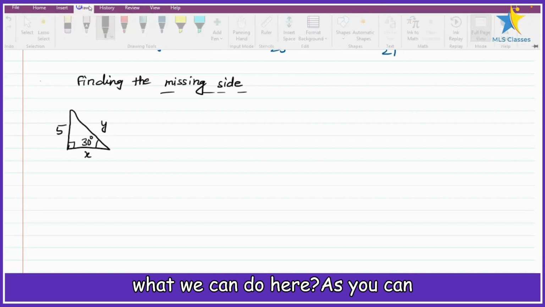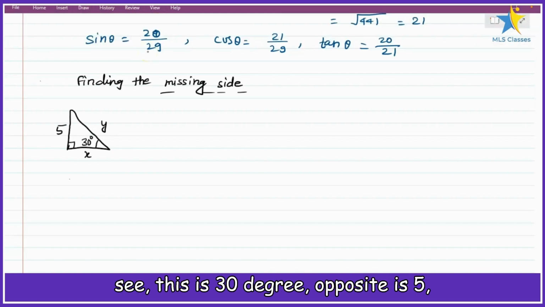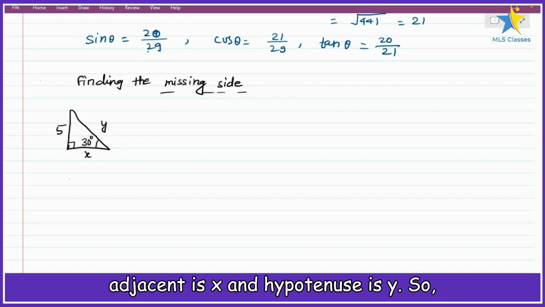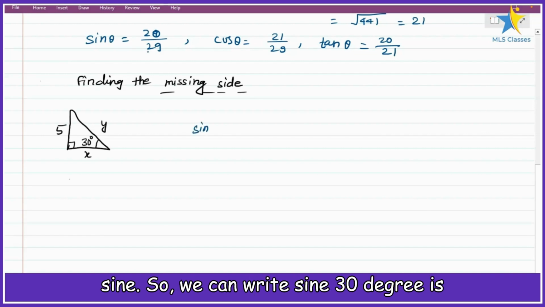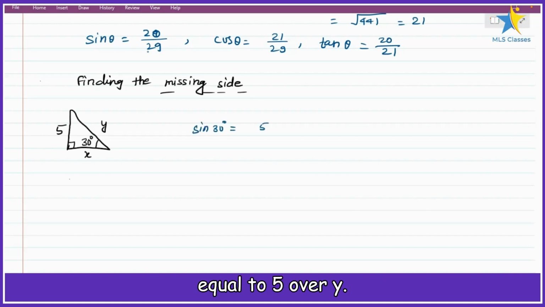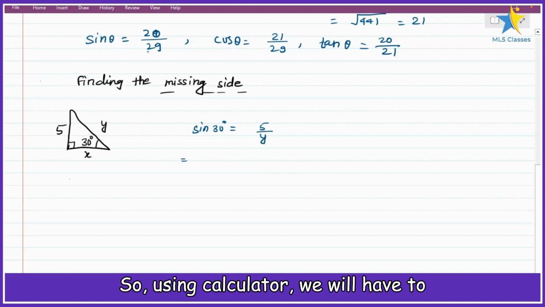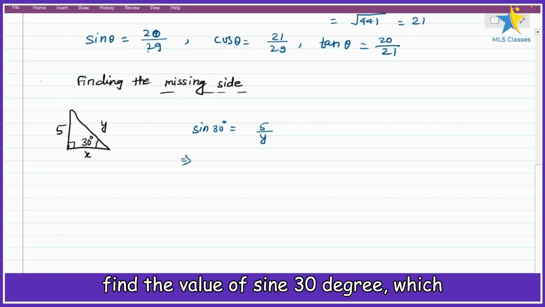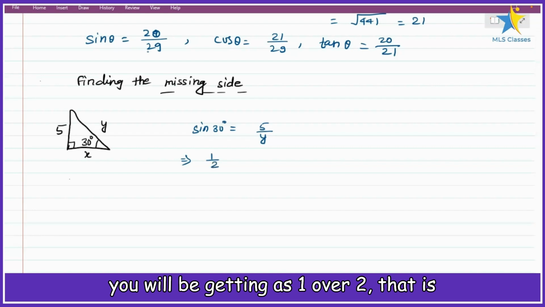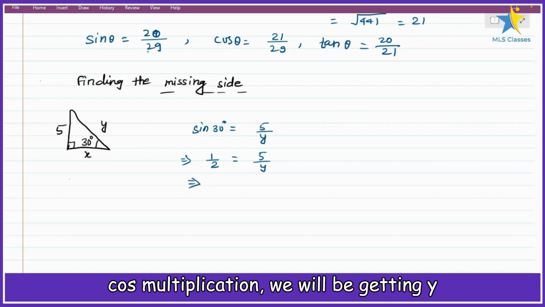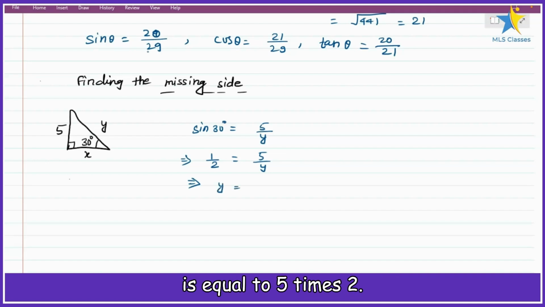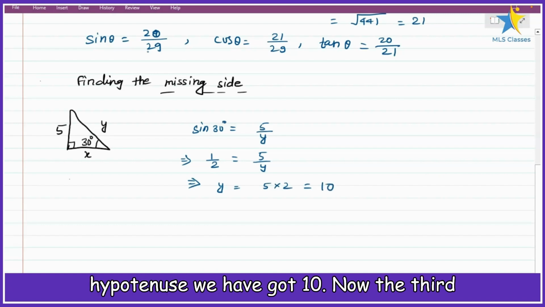As you can see, this is 30 degrees, opposite is 5, adjacent is x and hypotenuse is y. With opposite and hypotenuse we can use sine. So we can write sine 30 degrees is equal to 5 over y. Using the calculator we find sine 30 degrees is 1 over 2, that is 0.5. So 0.5 is equal to 5 over y. On cross multiplication we get y is equal to 5 times 2, that is 10. That means we have got the hypotenuse as 10.